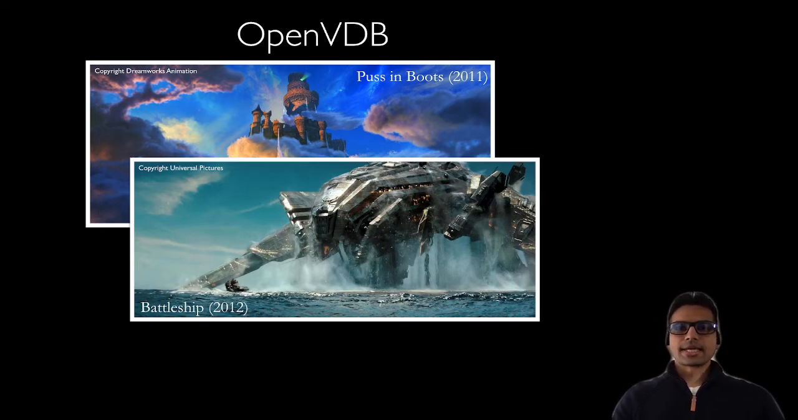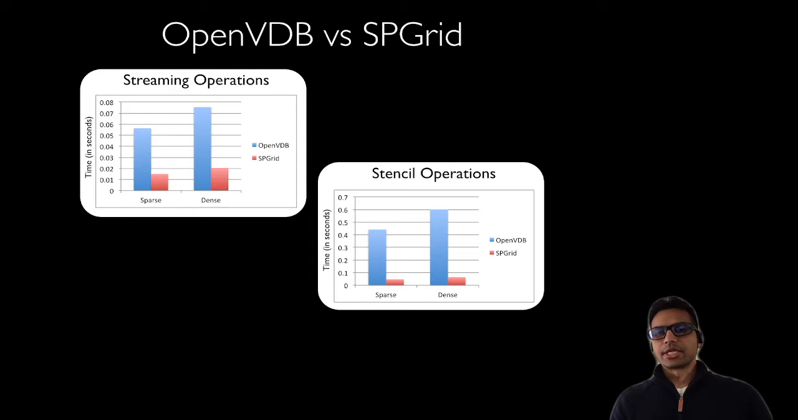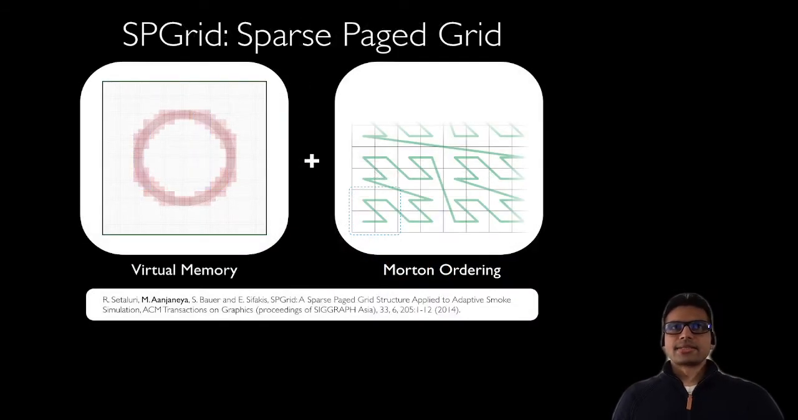Now, the particular solution that I am going to describe, which is called SPGrid, tends to be 3 to 5 times faster than OpenVDB for two of the operations that arise most commonly in fluid simulations. So, what exactly is SPGrid? SPGrid is short for sparse page grid, and it's a data structure that exploits the virtual memory management system in conjunction with a Morton ordering scheme to efficiently store and process large amounts of data.